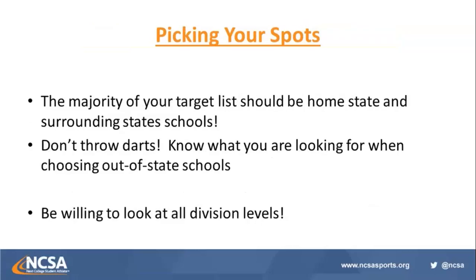So when you do pick schools out of state, you have to pick and choose your spots. The majority of your target list should be from your home state and surrounding state schools. You can't just start throwing darts all over the board and hoping that something sticks. You can't just rely on who's reaching out to you. You have to have a plan: if I'm going to go out of state and look for schools, I know what I'm looking for in terms of major. I know what I'm looking for in terms of setting and size and cost, all those things.